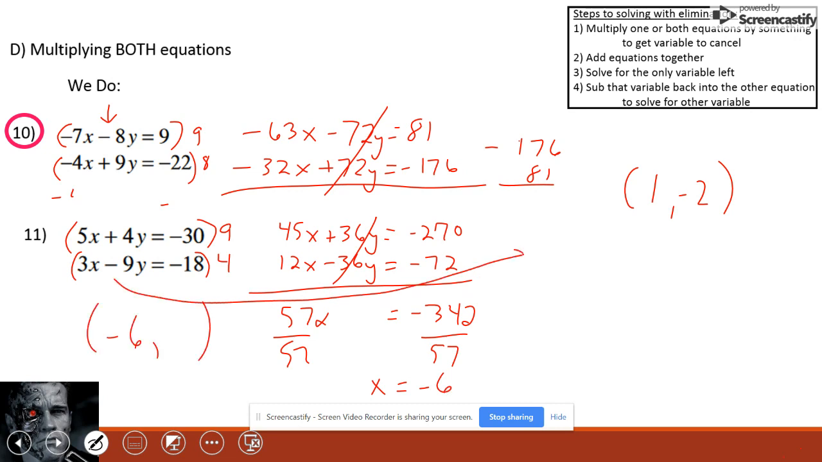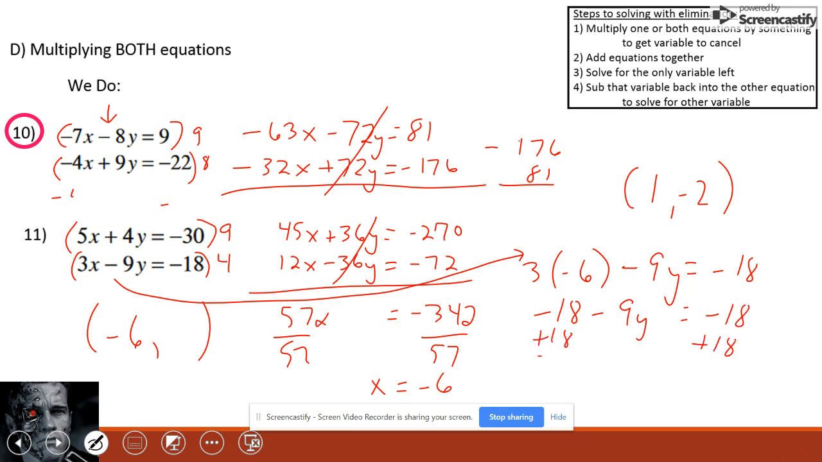And then I'm going to plug it into the second equation. Be careful you plug it in for the right letter. So negative 18 minus 9y equals negative 18. Add 18. Negative 9y equals 0. So y equals 0. Keep going.